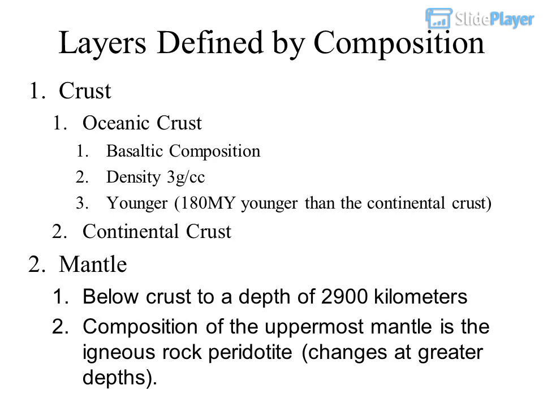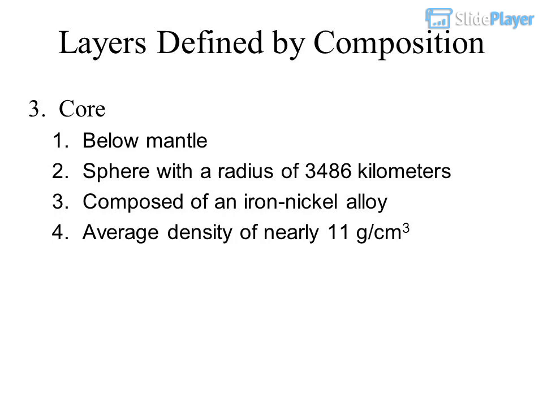Changes at greater depths. Layers defined by composition. Core. Below mantle. Sphere with a radius of 3,486 kilometers. Composed of an iron-nickel alloy. Average density of nearly 11 grams/cm3.